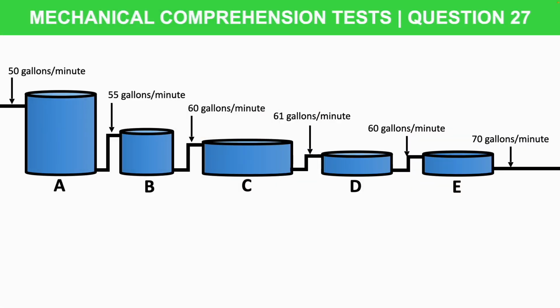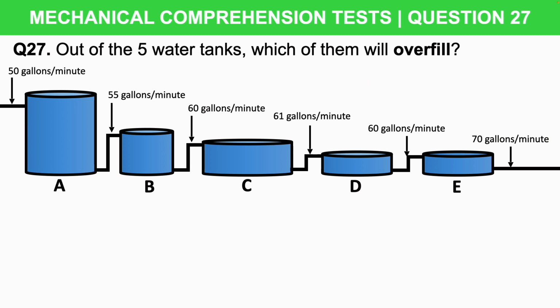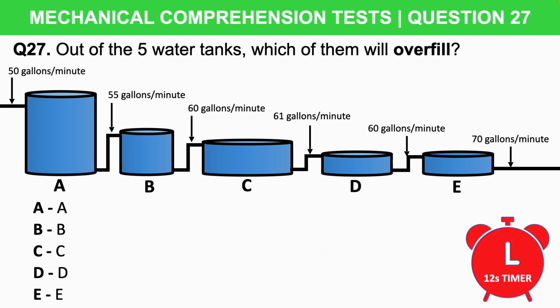Let's take a look at another mechanical comprehension test, number 27, which is, out of the 5 water tanks below, which one of them will overflow? Okay, have a really good look at that image, look at the information on it, and let me know in the comment section below if your answer is A, B, C, D, or E. Your 12-second timer to work this out starts now.